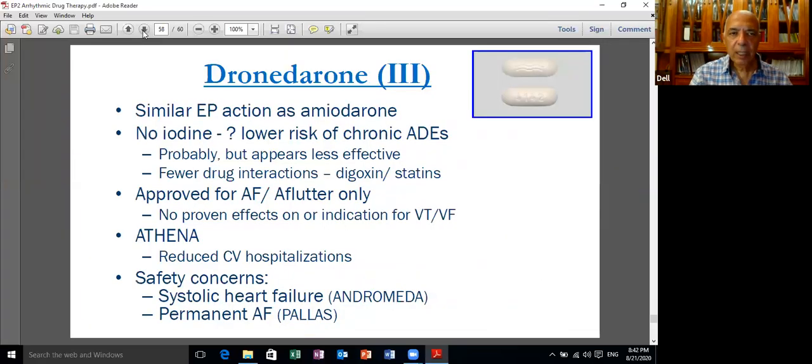Dronedarone is similar in electrophysiologic action to amiodarone, with no iodine molecule, and therefore it's approved for treatment of atrial fibrillation and atrial flutter only. There is no effect at all on ventricular tachycardia or ventricular fibrillation. In the Athena trial, it reduced cardiovascular hospitalization. The important 2 points: avoid in systolic heart failure as revealed by the Andromeda results, and in permanent atrial fibrillation by the Palace trial.